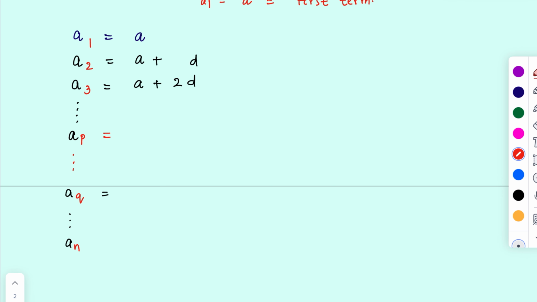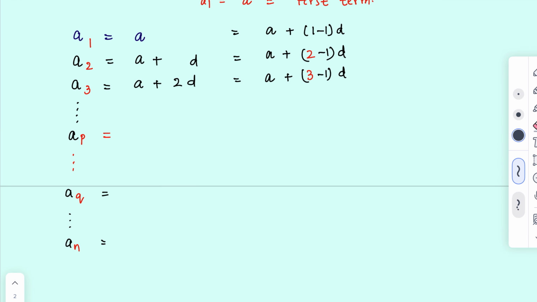AN is equal to how much? Now here if we will analyze this one, first one we can write A as A plus 1 minus 1 into D. Second term we can write it as A plus 2 minus 1 into D. And third term we can write it as A plus 3 minus 1 into D. First one is 1 minus 1 into D. Second one is 2 minus 1 into D. Third term is 3 minus 1 into D.